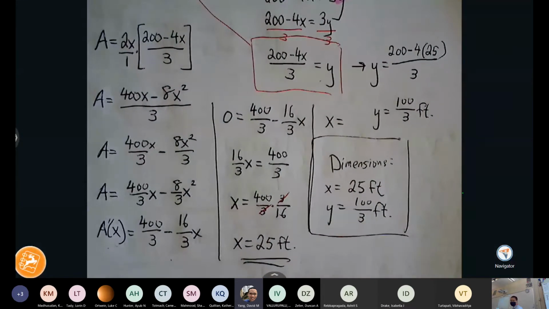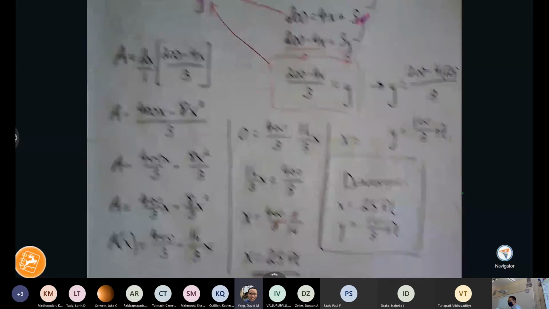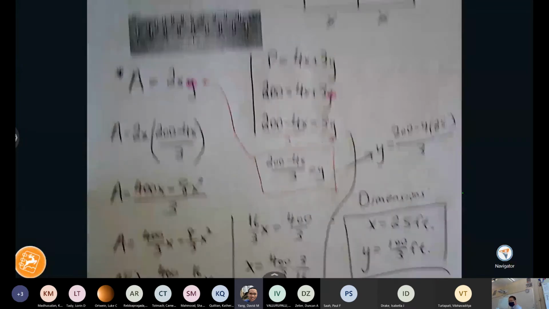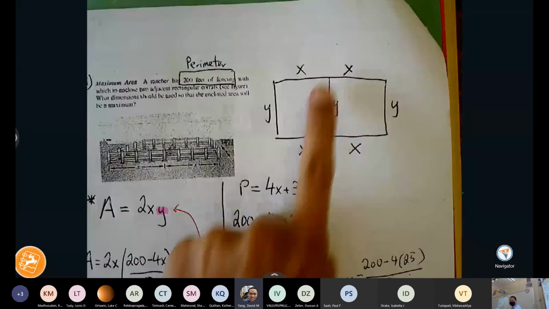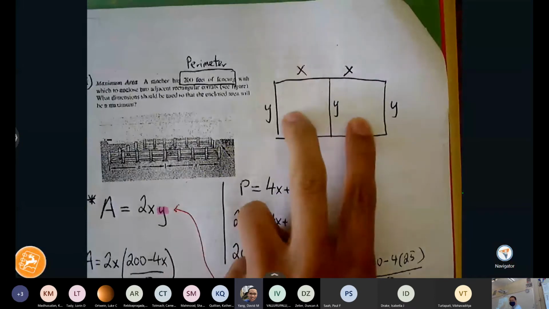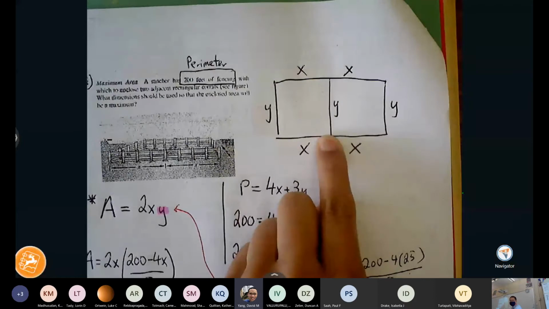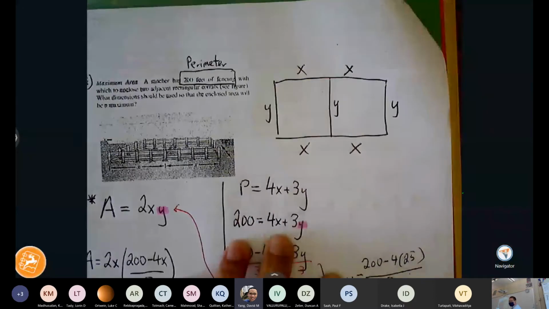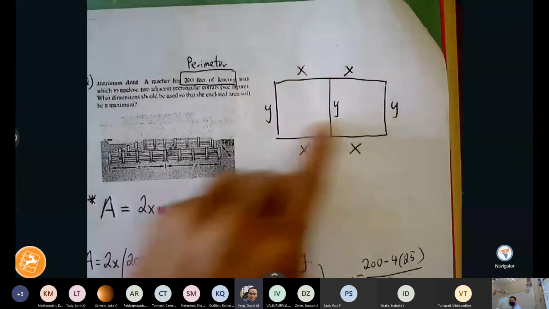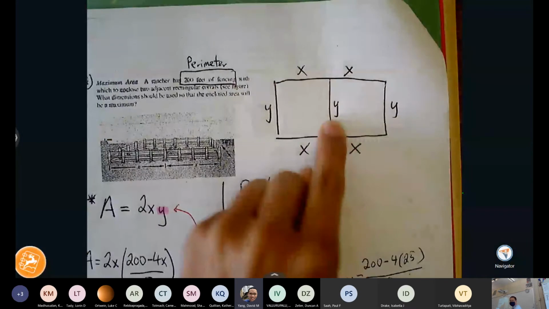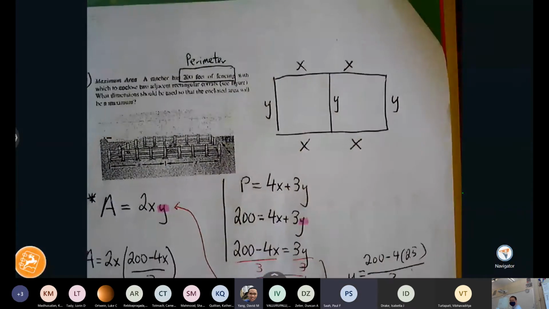Mr. Yang, why is the perimeter equation 3y instead of 2y? The reason why is because they specified that there's going to be fence that's going to separate the two regions. So we need to include this middle as well. So the amount of fencing is going to be along the outside, but then also this middle as well. Okay, thank you.